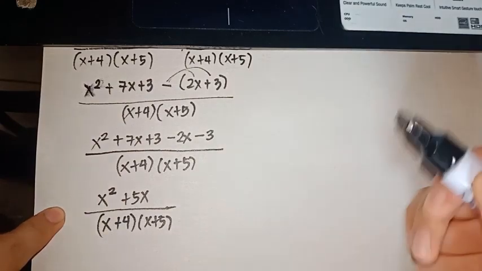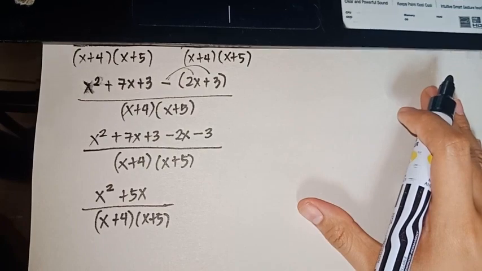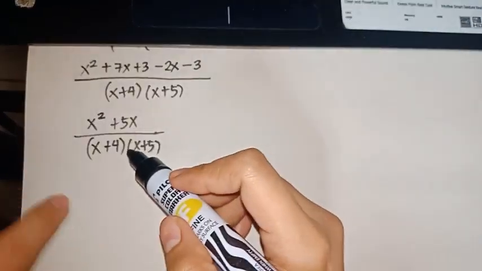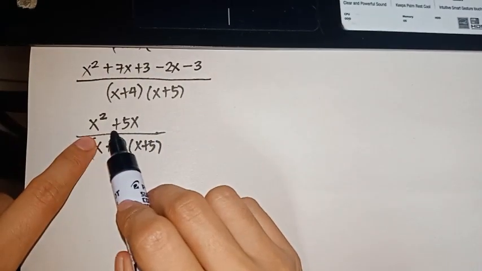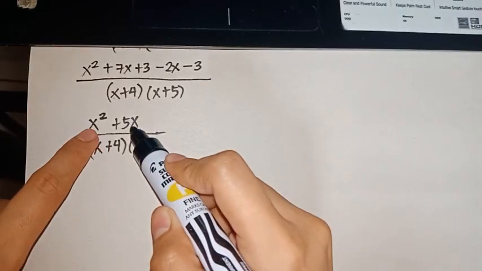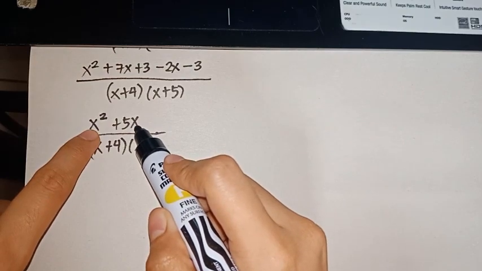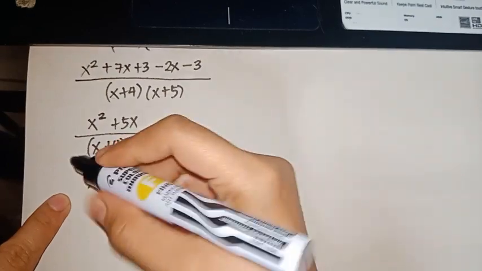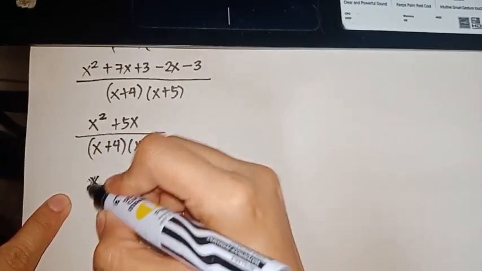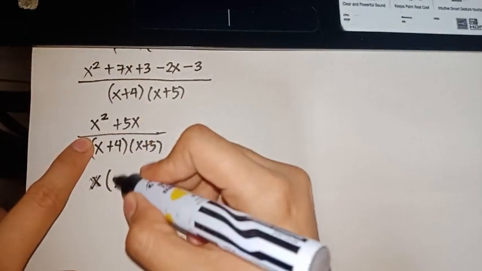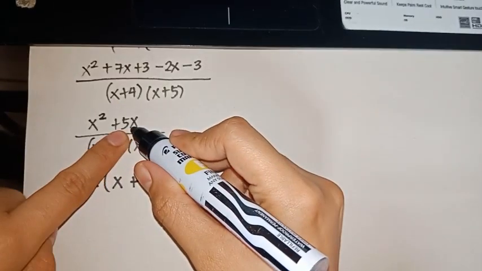Now, do you think this is the final answer? That's correct, this is not yet the final answer. Why? As you can see, in our numerator we have x squared plus 5x, which has a common factor, and that is x. So we have to factor that out, factoring by GCF. The common factor is x. Then what's left? The first term is x, plus the factor.